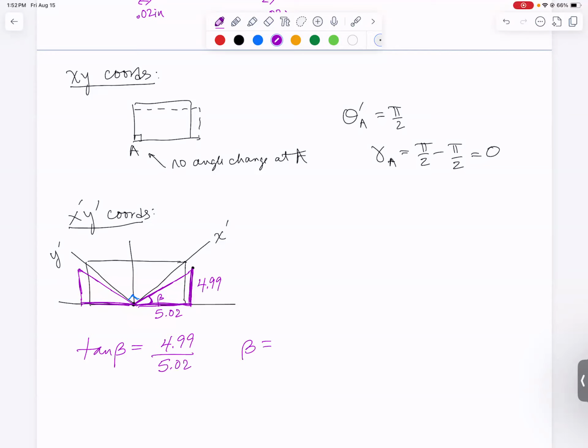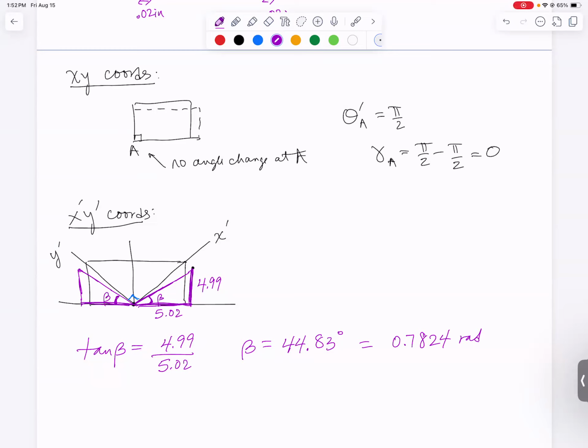So beta in degrees, it is 44.83 degrees. It is barely smaller than a 45-degree angle, but it did get a tiny bit smaller than a 45-degree angle. In radians, that is 0.7824 radians. But there's also going to be another beta over here.